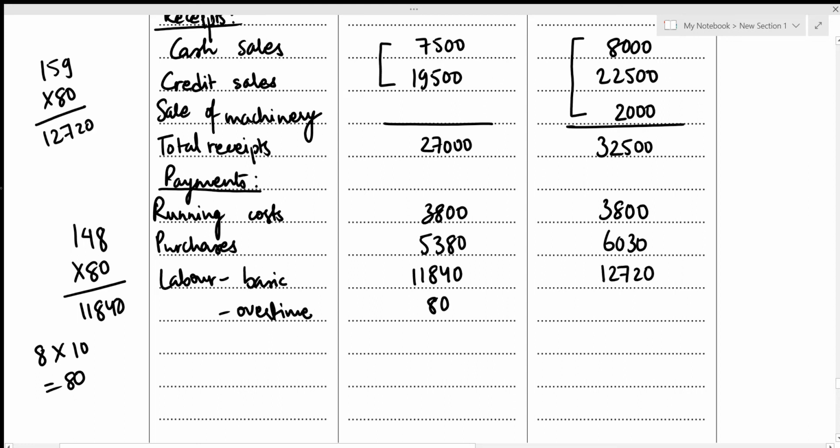And for overtime, that is for the units greater than 140. So greater than 140, that's 19 units, right? So for 19 units, we will be providing an overtime rate of $10. So that's 190. Let's record it.